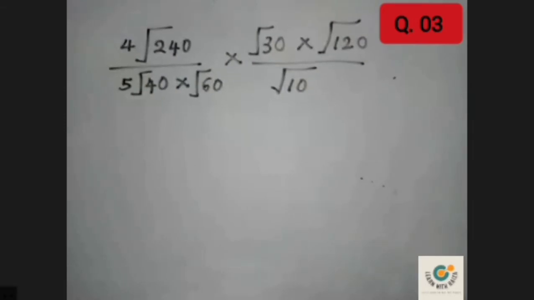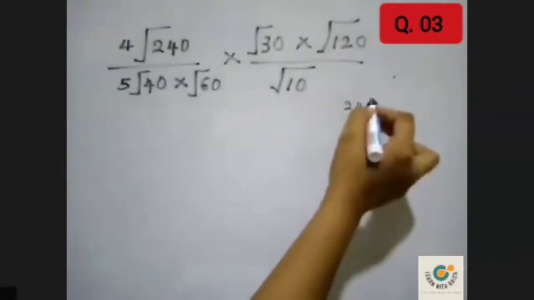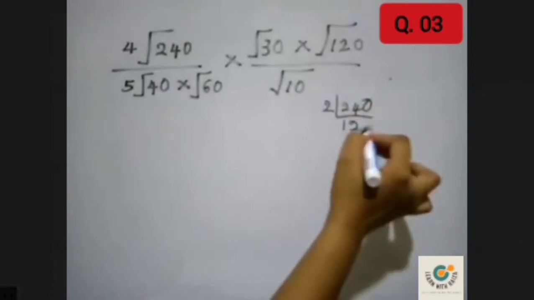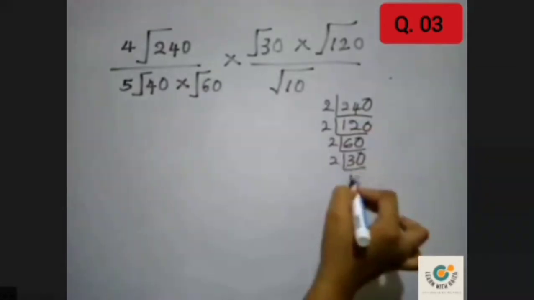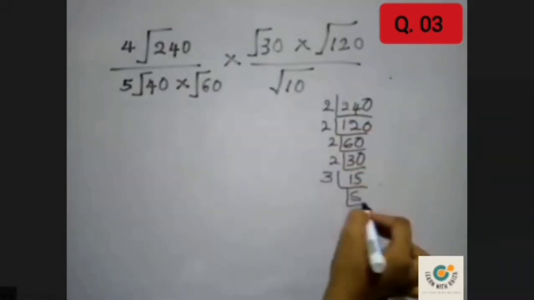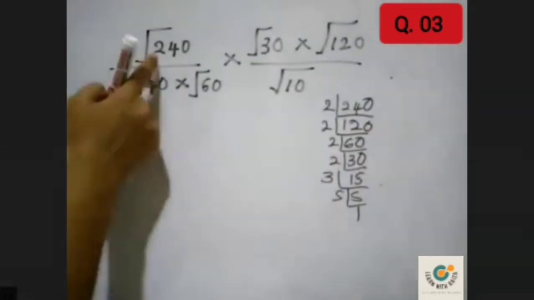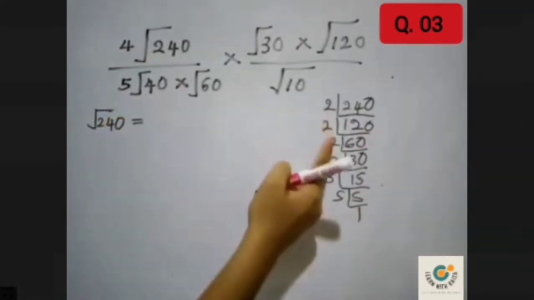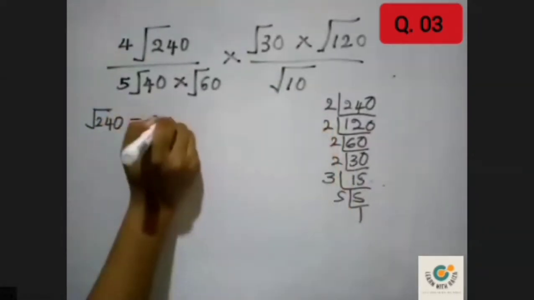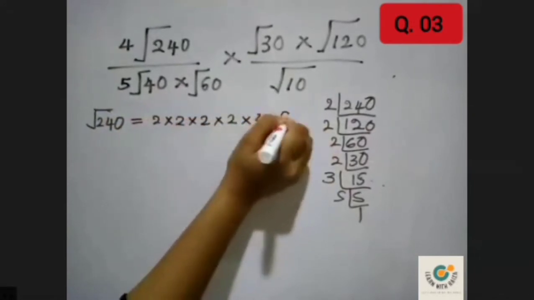First of all, we have to write this entire thing in surds. How do you do that? Let's do it. 240 I'm going to take. Divide by prime numbers: 120, divide by 2; 60, divide by 2; 30, divide by 2; 15, divide by 3; 5, divide by 5; 1. How many twos are there? Look at the board. I'm going to write my first 240 in expanded form: 2 into 2 into 2 into 2, 1, 2, 3, 4, into 3 into 5.